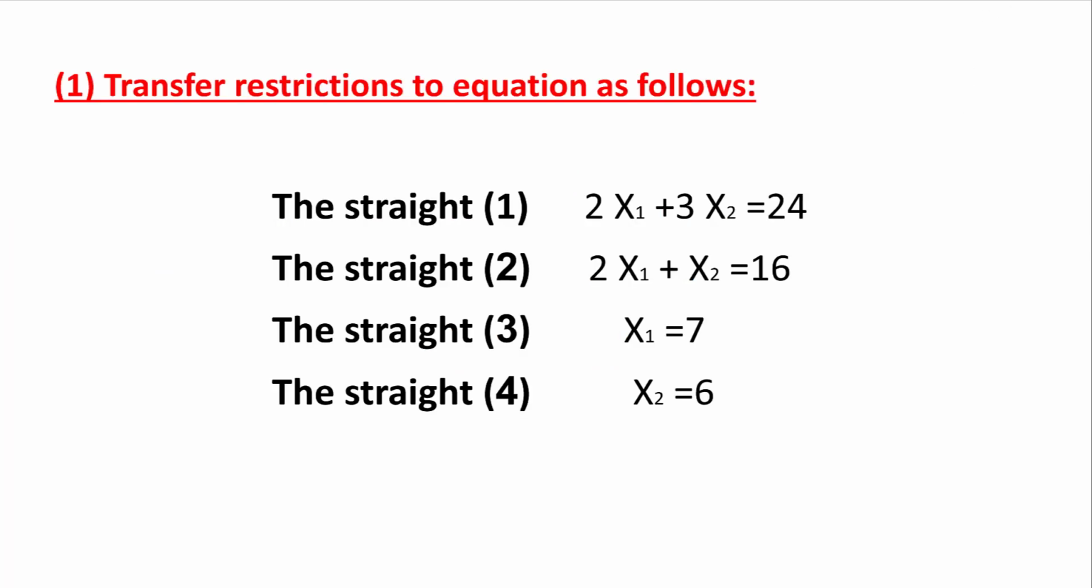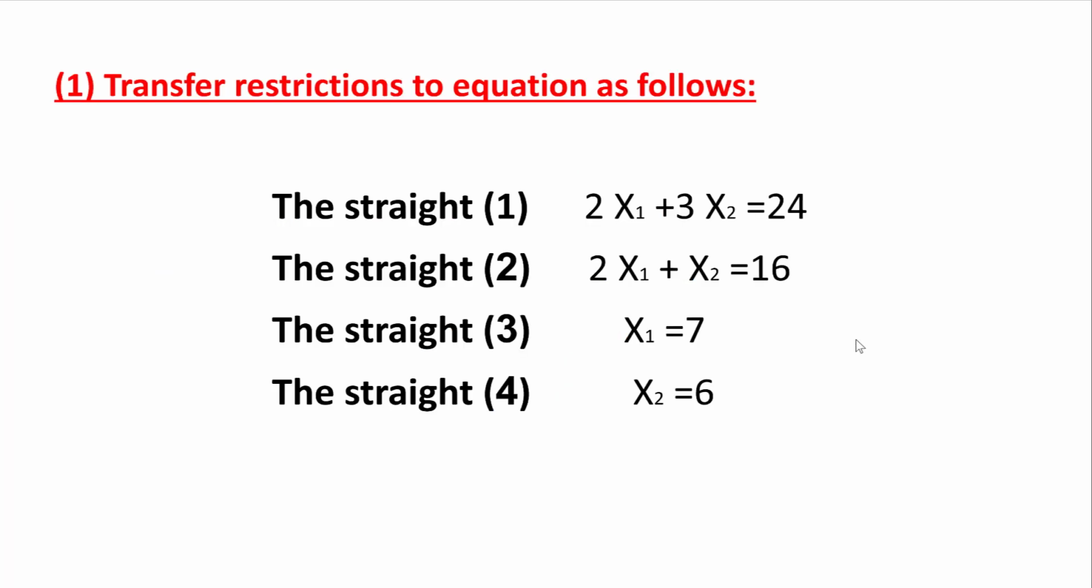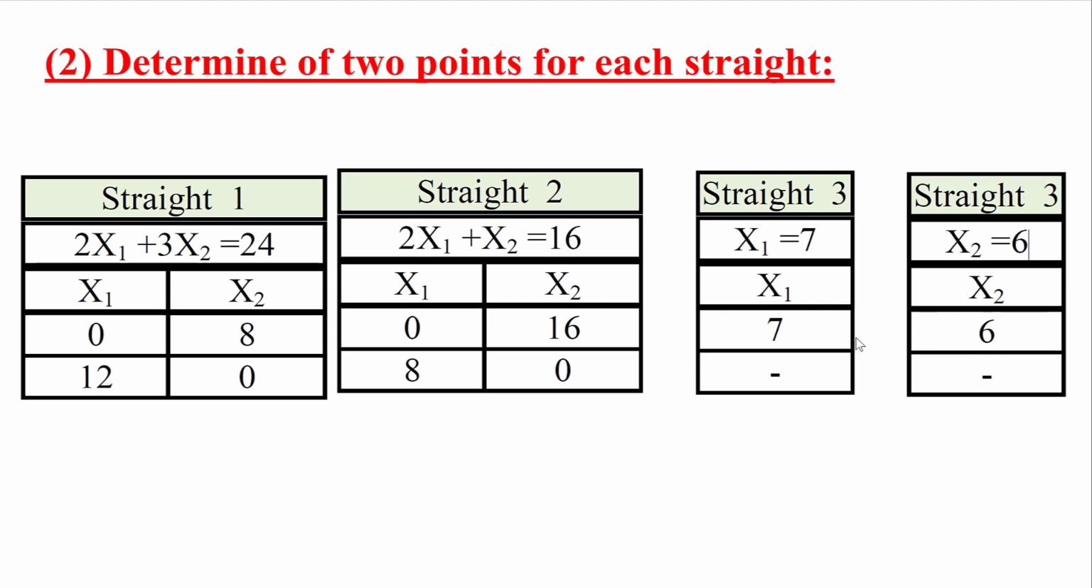As we solved before, the first step is to transfer all the restrictions to equations, or we can say convert all the inequalities to equalities. So the first constraint will be 2x1 + 3x2 = 24. The second constraint will be 2x1 + x2 = 16. Third: x1 = 7. The fourth: x2 = 6. Second step, determine 2 points for each line.